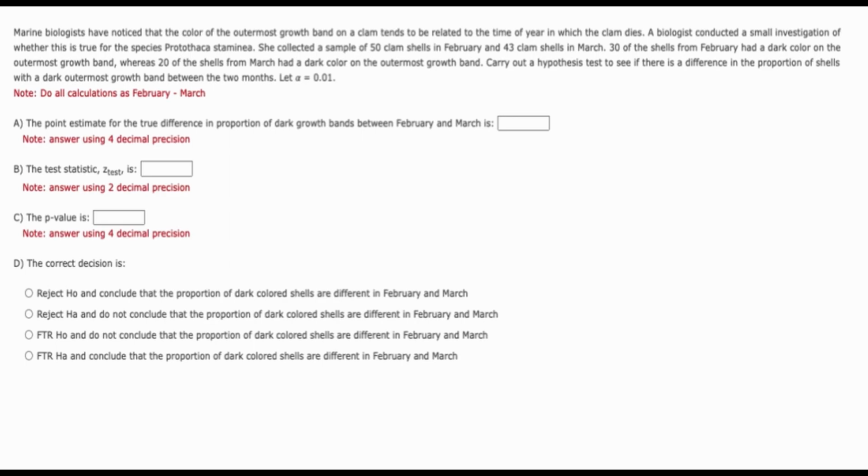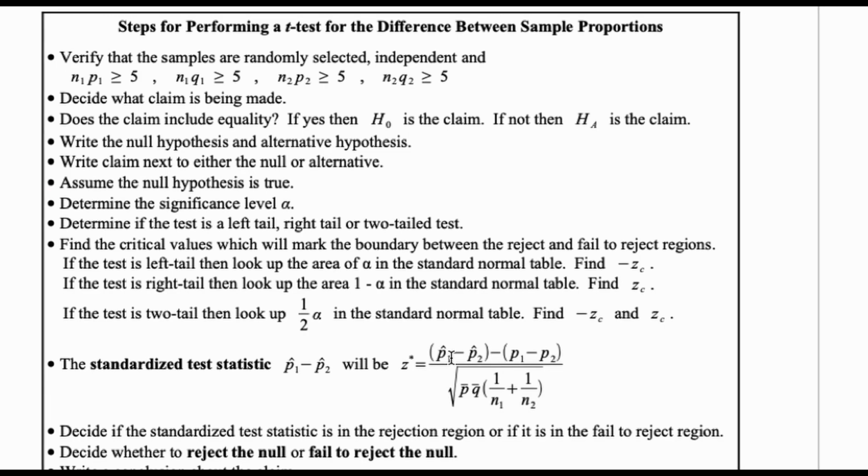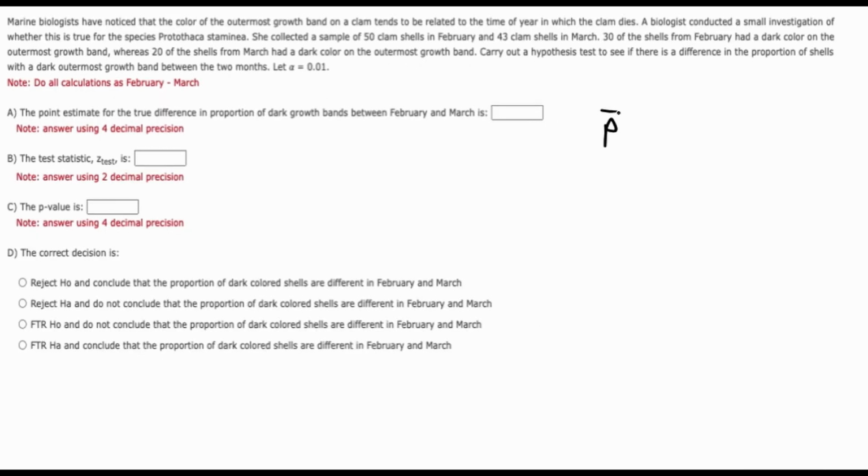30 of the shells from February had a dark color on the outer band, and 20 of the shells from March had a dark color. We want to do a hypothesis test with alpha of 0.01. So P bar is the weighted average, x1 plus x2 over n1 plus n2.